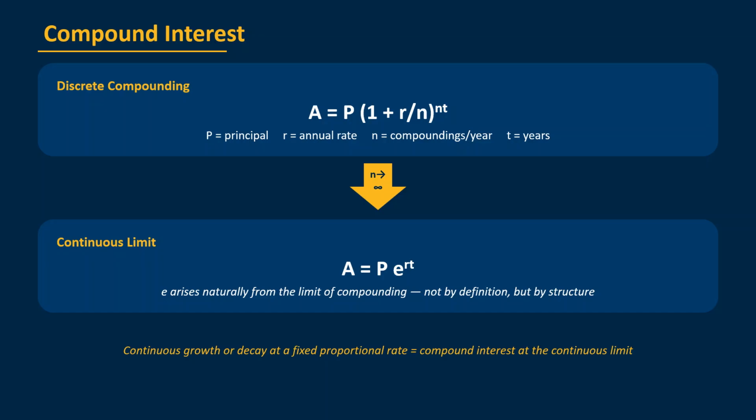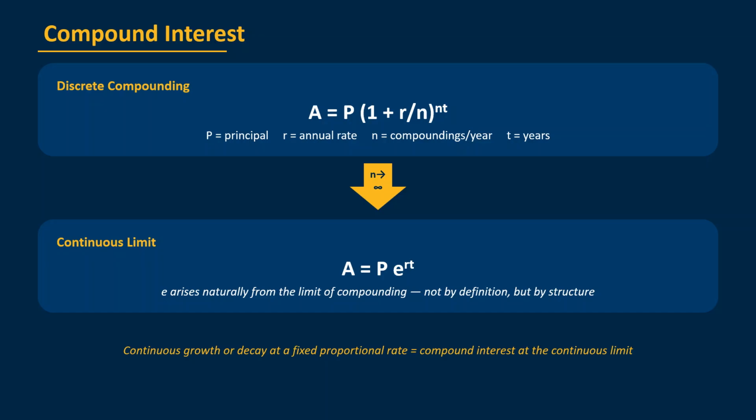A profound result emerges when we consider the limiting case. As n approaches infinity, that is, as compounding becomes continuous, the discrete formula converges to A equals P times e to the rt. This is one of the canonical derivations in which Euler's number e arises naturally, not by definitional decree, but as a structural consequence of the limiting process.